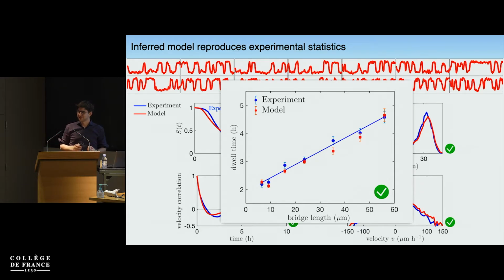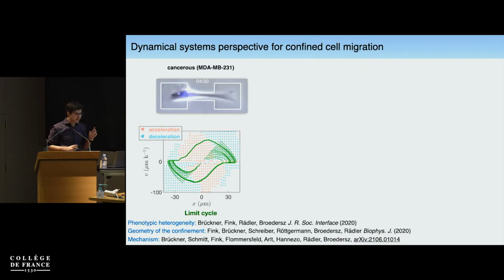So this gives us some confidence that the simple equation of motion is capturing essential features of this confined migration problem. So the question is then, what can you learn from such a model? Well, one thing it tells us is the structure of the underlying nonlinear dynamics of this confined migration problem.